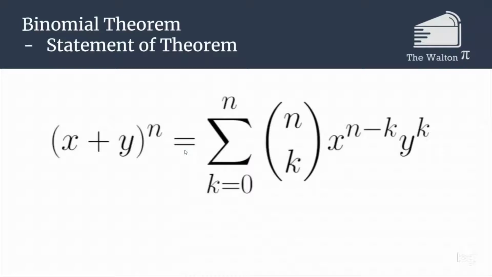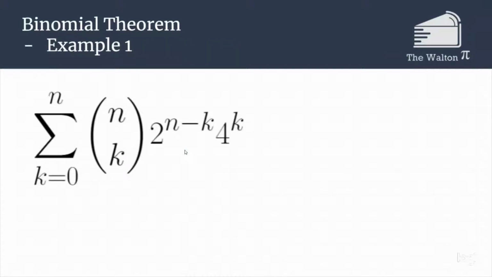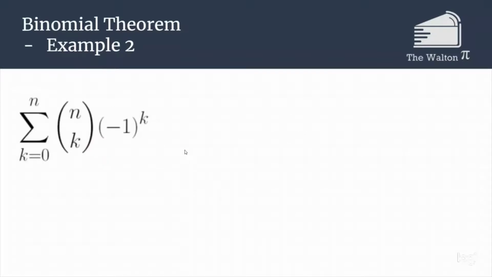So, if we were looking at this particular example, where we are looking at the sum from k equals 0 to n of n choose k times 2 to the n minus k times 4 to the k, we can use the binomial theorem to say that this is equal to (2 plus 4) raised to the n, or 6 to the n. Another example might be this one, where we have the sum from k equals 0 to n of n choose k times negative 1 to the k.